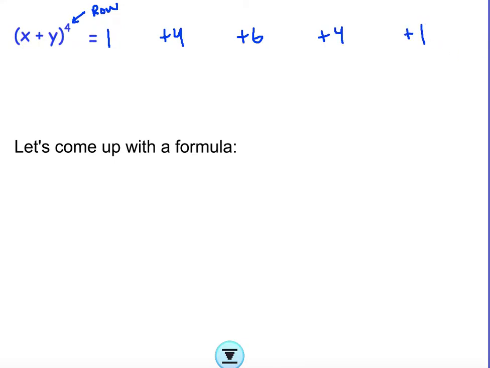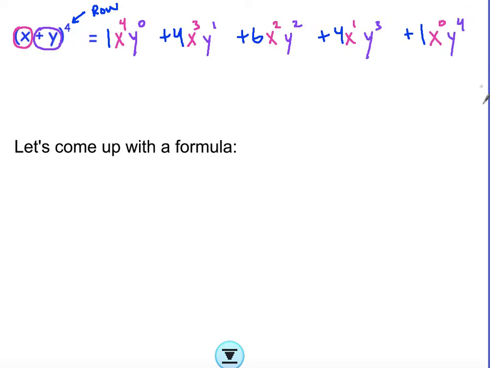Okay, then I am going to take whatever is listed first, which happens to be an x, and I'm going to raise it to the highest power, which is a 4. And then that power is going to decrease with every term. All right, then let me see what color you do. Purple. Whatever is the second thing, so this is a positive y, that starts out at 0 and it increases the power.